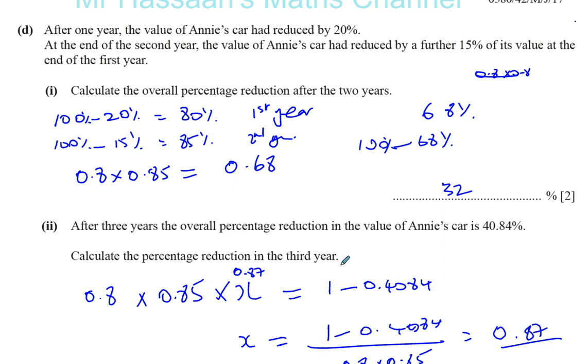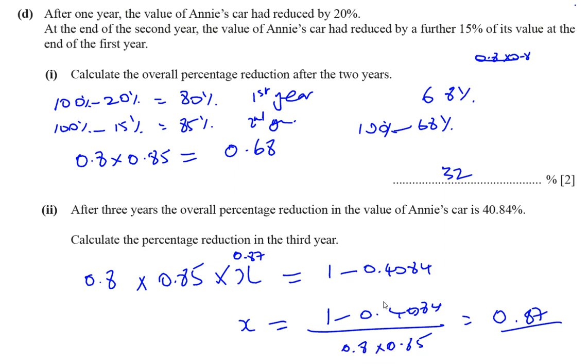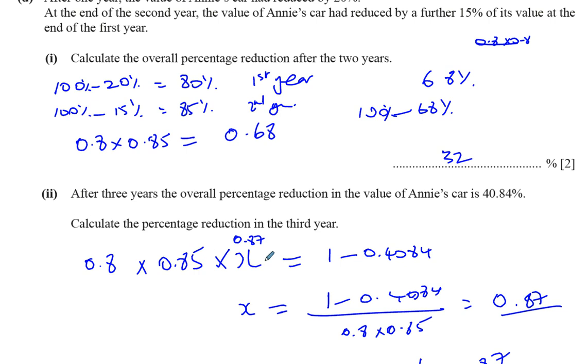We know that the overall percentage reduction is 0.4084. So 1 minus that will tell us what fraction of the original amount it was. If I need to find what this x is, we don't know that at the moment, we need to know what x is. We just do x is 1 minus 0.4084 divided by 0.8 times 0.85, and that tells me the value of x.